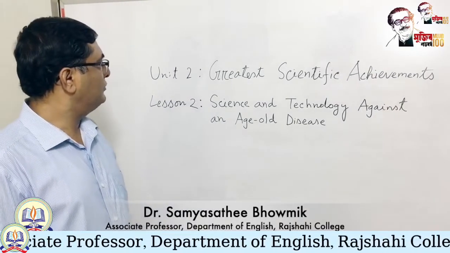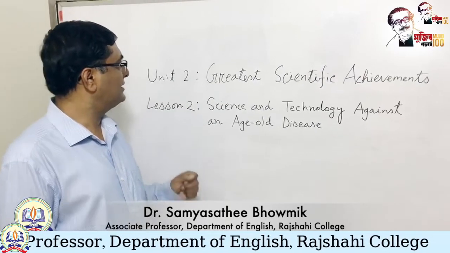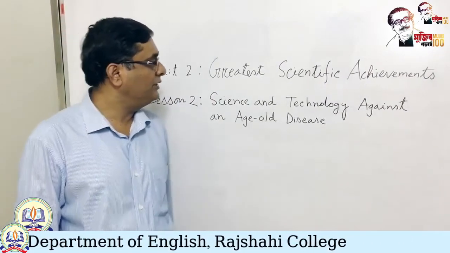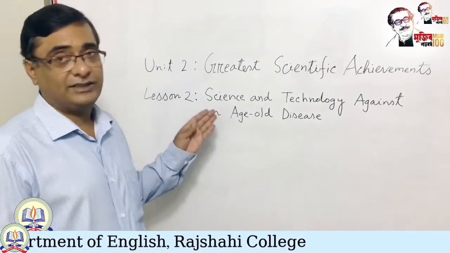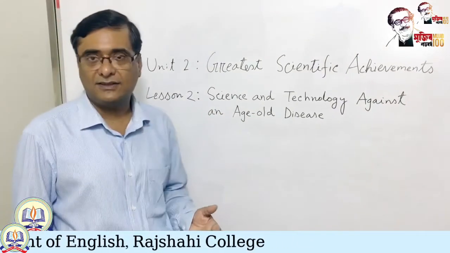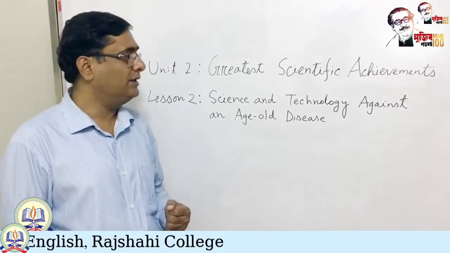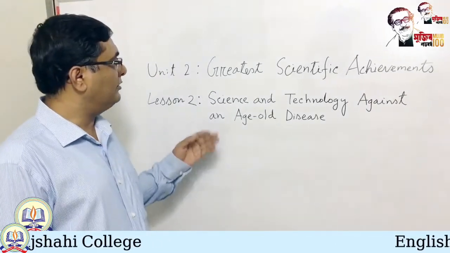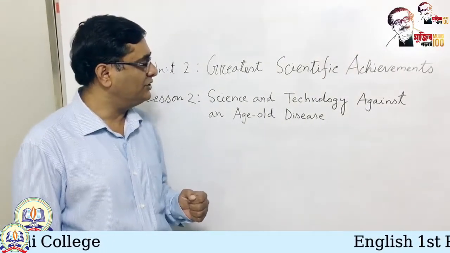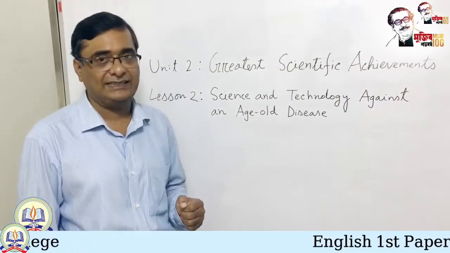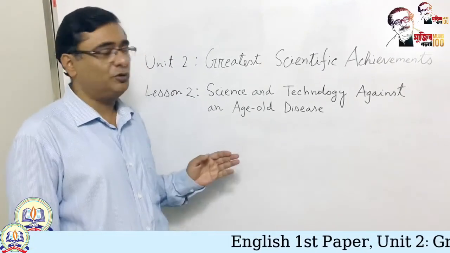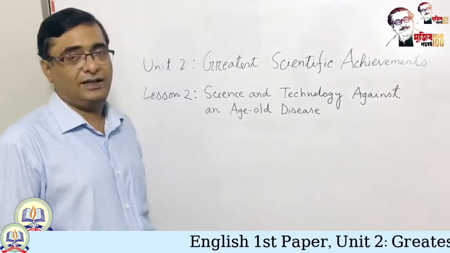Now dear students, in today's class I will explain lesson 2 of unit 2. The title of unit 2 is Greatest Scientific Achievements. In our previous class I explained lesson 1, and in today's class I will explain lesson 2. And the title of lesson 2 is Science and Technology Against an Age-Old Disease. Basically this lesson is focused on leprosy, a kind of age-old disease.